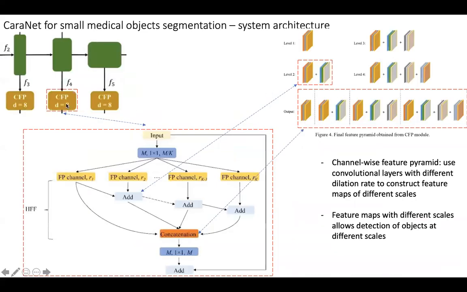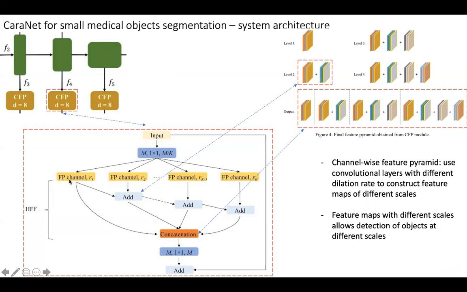Now, about the CFP module, it's actually a feature pyramid module system. It can generate feature pyramids. For example, for a feature map fed into this system, we can generate a sequence of feature maps with different channels. At this particular point, there is the first level, second level, third level, and fourth level.